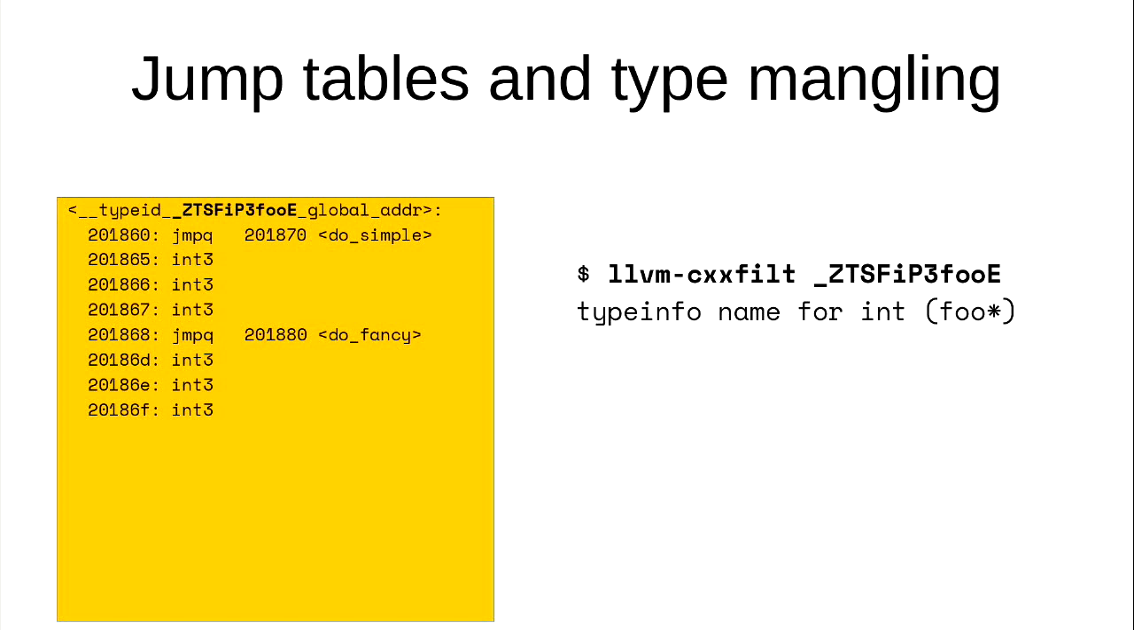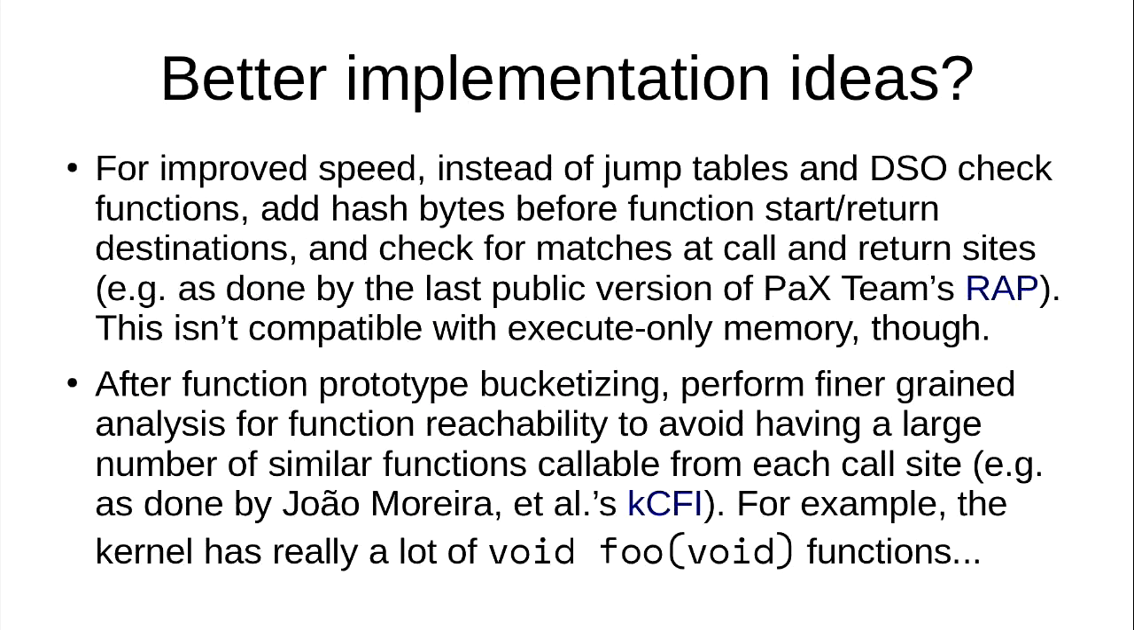Now, this is what Clang has done. It works well enough. The question is, are there some better implementation ideas we can do here? Instead of jump tables and a whole area that I haven't covered at all with dynamic shared objects, they're somewhat slow.